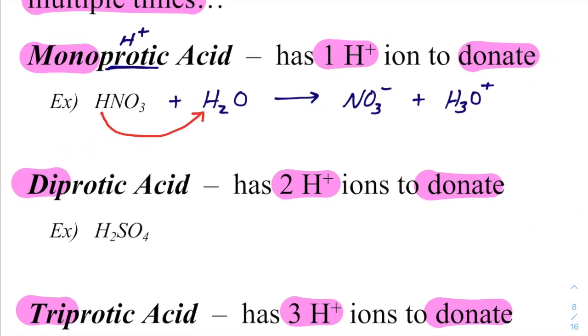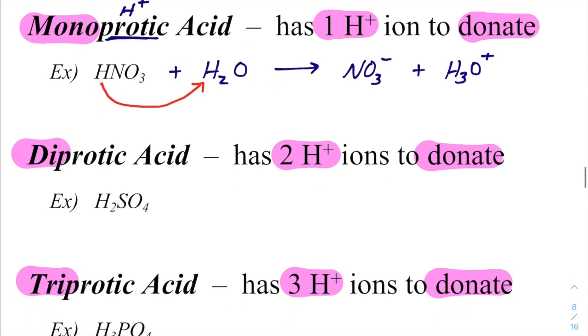Okay. Now at this point, there is nothing left over on that nitrate ion, the NO3 minus. It has no H to donate. So it's done. And it ends its life at that point right there. So that's a monoprotic acid. That's pretty much what we've been talking about.